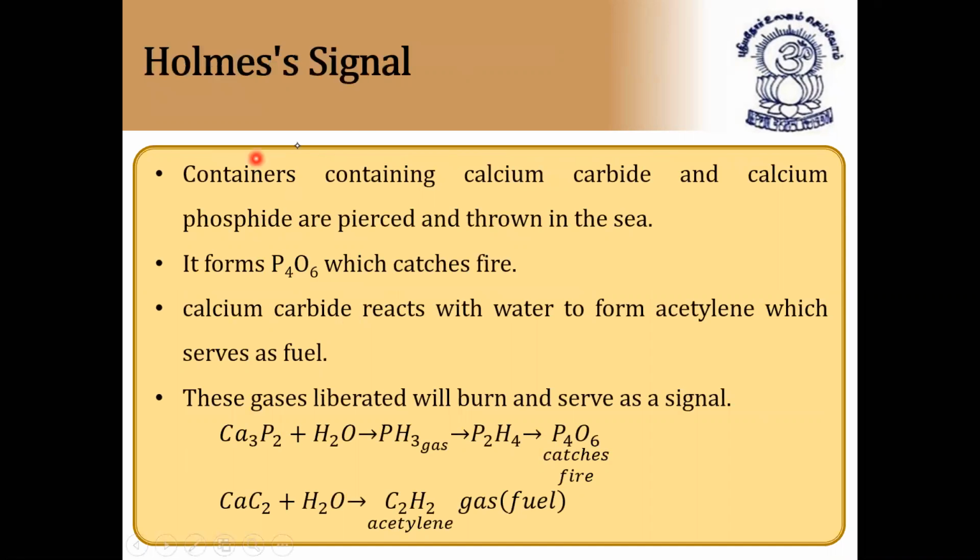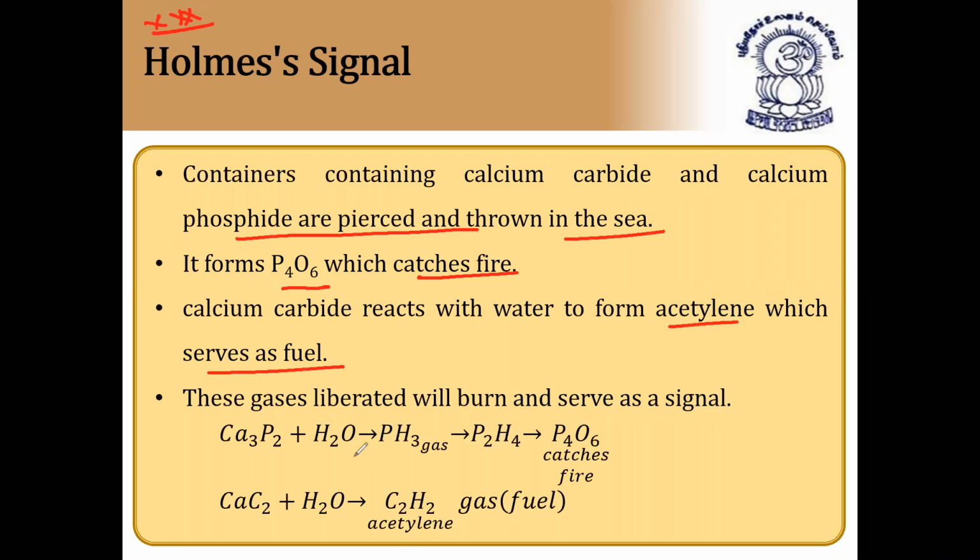Next, very, very important. This is Holmes signal. What is Holmes signal? This is used in railway tracks. The containers containing calcium carbide and calcium phosphate are pierced and thrown into sea. Pierced and thrown into sea means these two are combined together and thrown into sea. It forms P4O6 which catches fire. The calcium carbide reacts with water to form acetylene gas, which serves as fuel. These gases will burn and serve as a signal.